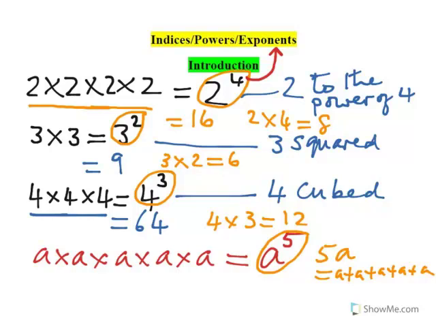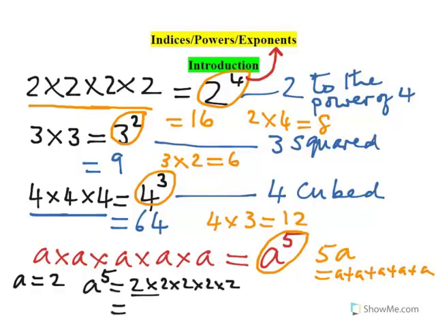To show the difference between the two, let's put in a value for A. So suppose A is 2. If A is 2, then A to the power of 5 would be 2 times 2 times 2 times 2 times 2. 2 times 2 is 4, times 2 is 8, times 2 is 16, times 2 is 32. If we put it in here, 5 times 2, or 2 plus 2 plus 2 plus 2 plus 2, is 10. So there is a difference between the two.